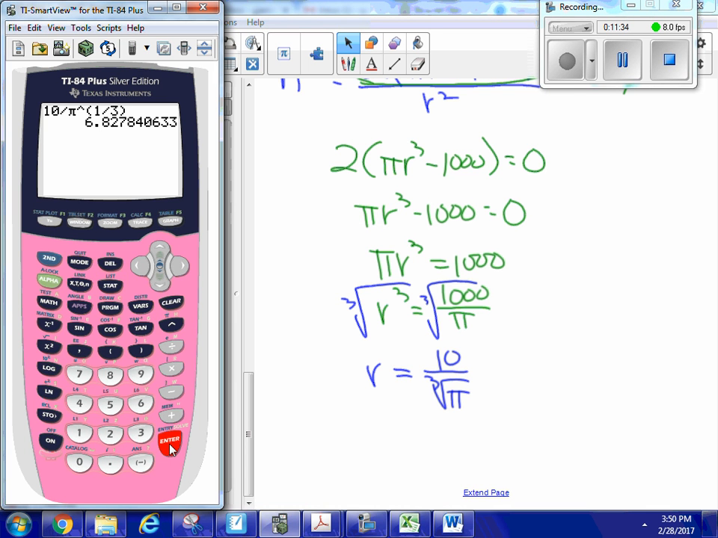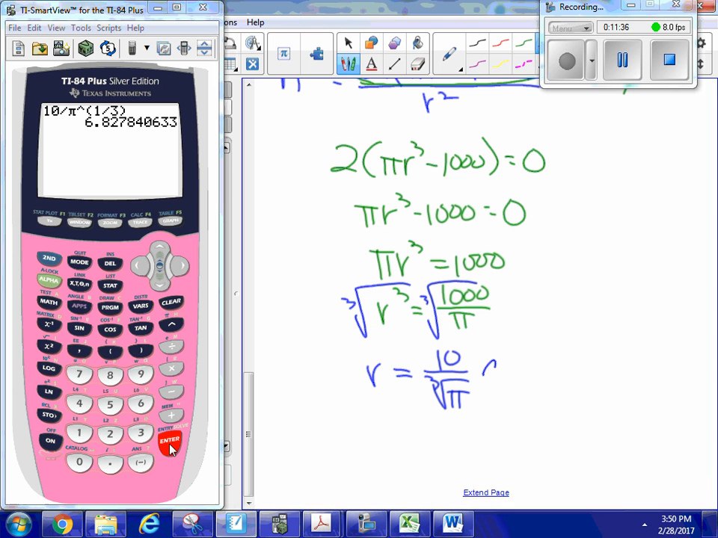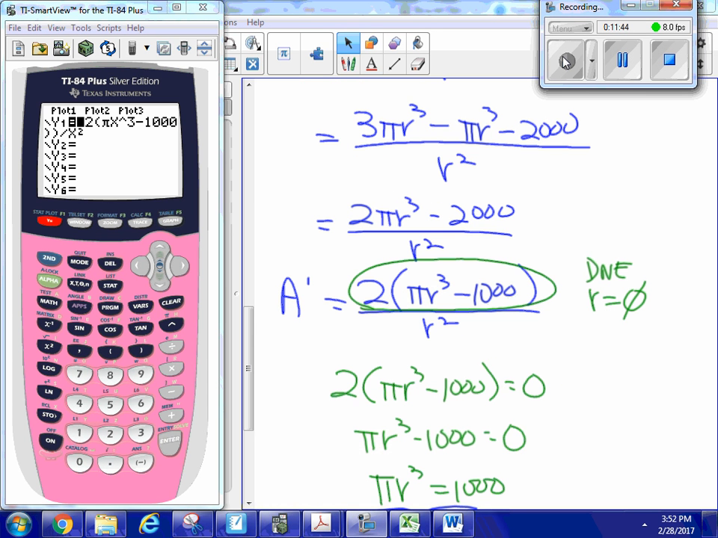And I get this is approximately equal to 6.83. Well, particularly because I'm getting into some kind of weird looking numbers here, I'm going to stop and check just to make sure if I think that could possibly be right.